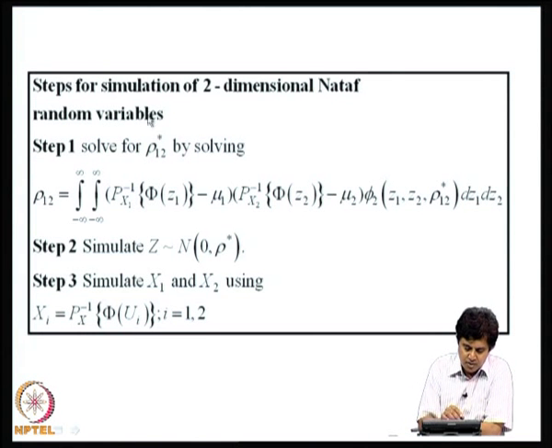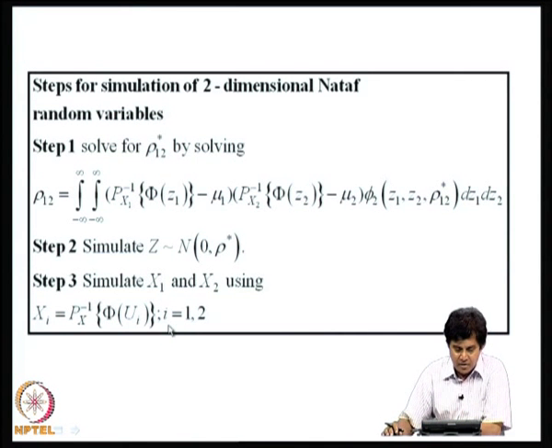So, steps for simulation of 2-dimensional Nataf random variables: you solve for rho 1 2 star by solving this, then simulate z as N(0, rho star), then simulate x1 and x2 using this transformation. So, to simulate z as N(0, rho star), again you have to do an eigenvalue analysis of rho star, generate independent normal random variables, apply the transformation and then simulate z. And once you simulate z, you have to apply this nonlinear transformation and you will be able to get x1 and x2.